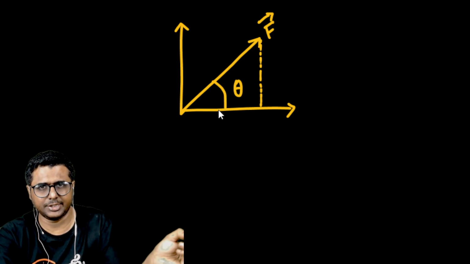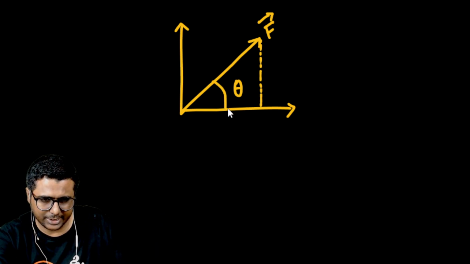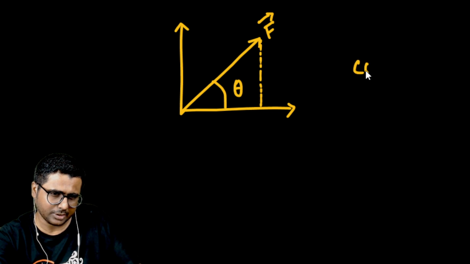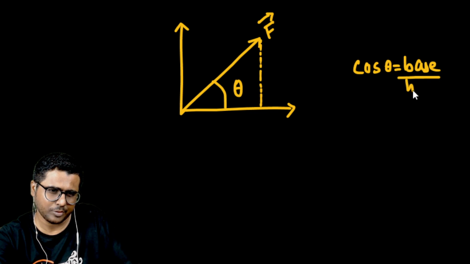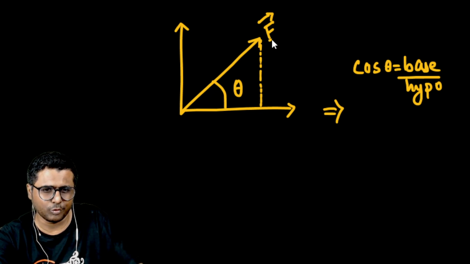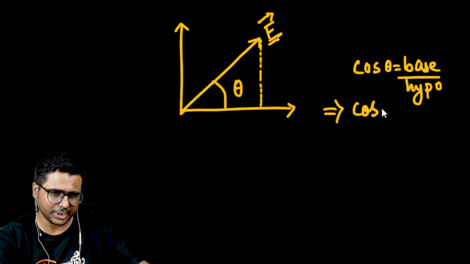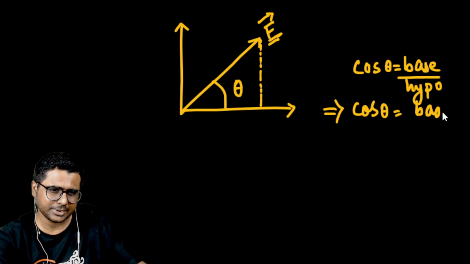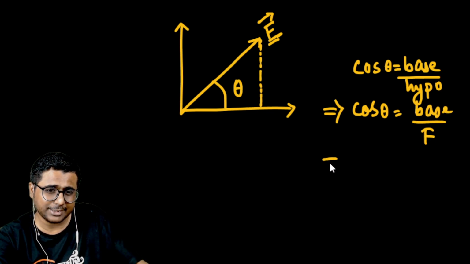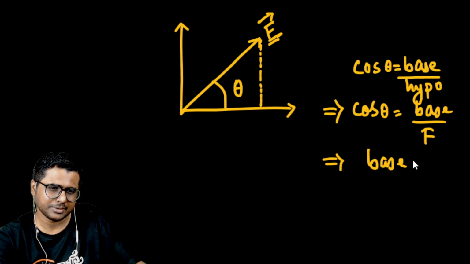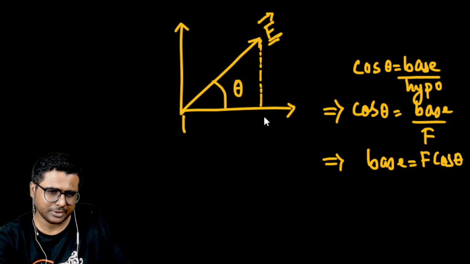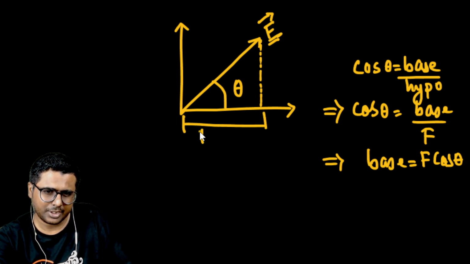If this is the angle theta, and I take cos theta, then cos theta is what? Base by hypo. What is your hypo over here? Your hypo is nothing but force. So cos theta is equal to base by force. Then what is the base? Base is F cos theta. So this part is nothing but F cos theta. Okay.